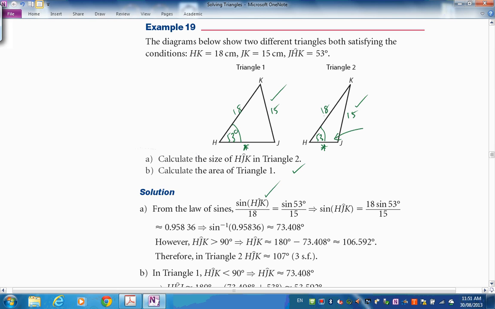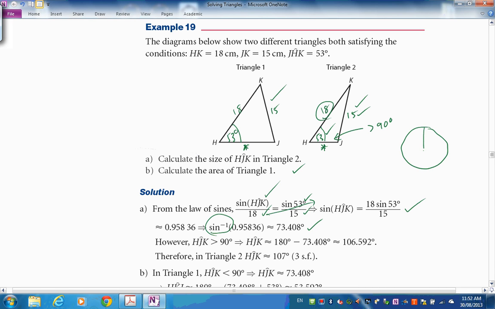The sine of the angle over the side opposite is the same for all angles and sides. So therefore, multiplying across by 18, we get this one. And therefore, we can use the inverse sine on the calculator and find that angle. But hang on, that doesn't look right. That looks greater than 90 degrees. How can that happen? Uh-oh, we know, don't we?